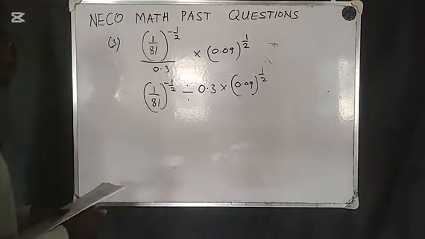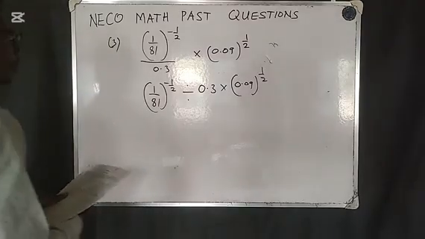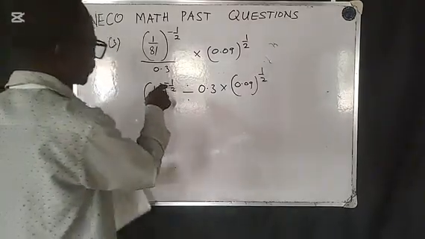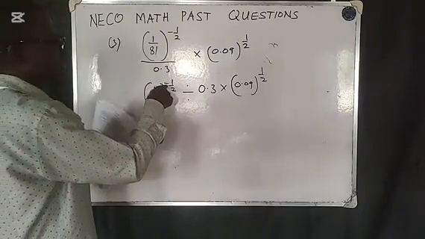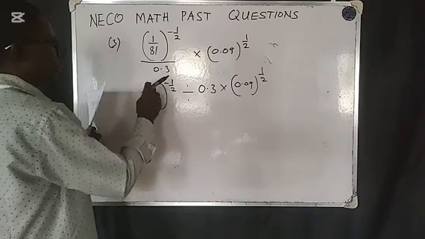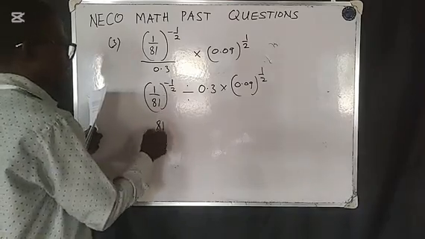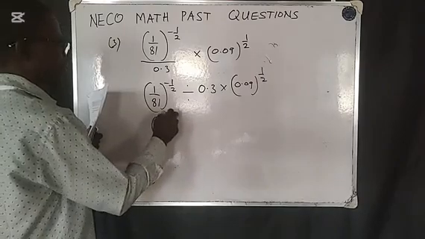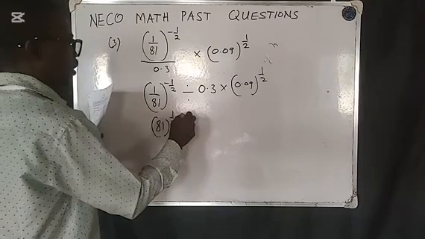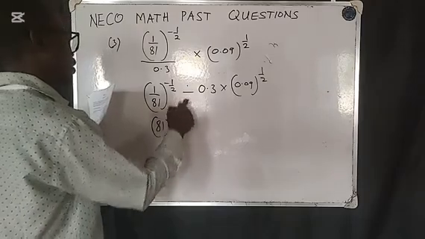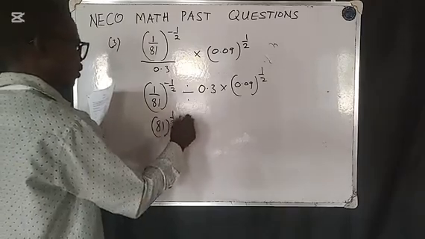Now, what do we do? The first thing to do is to remove this negative. Following the law of indices, to remove the negative, instead of 1 over 81, it becomes 81 over 1. But writing the 1 is not necessary. So we write 1 over 2. Then we can change this division to times.